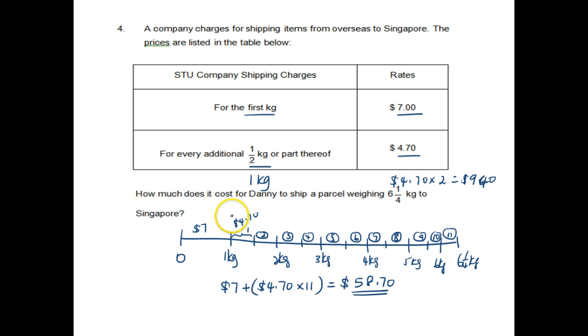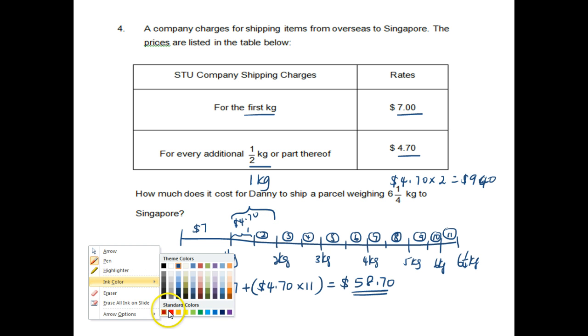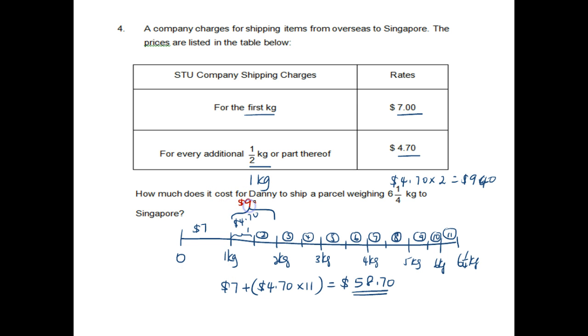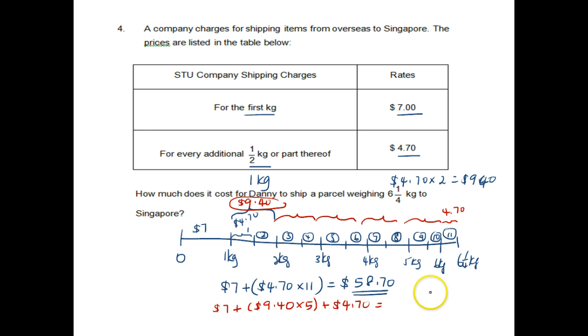Alternatively, we can find out 1 kilogram, which is $9.40. So it's 2, 3, 4, 5. There are 5 of the $9.40 plus 470. Okay, alternative method will be $7 plus 940 times 5, plus 470, and I will also get $58.70.